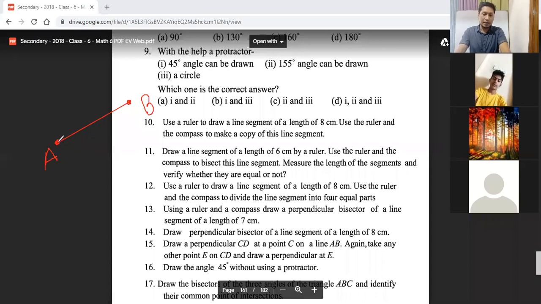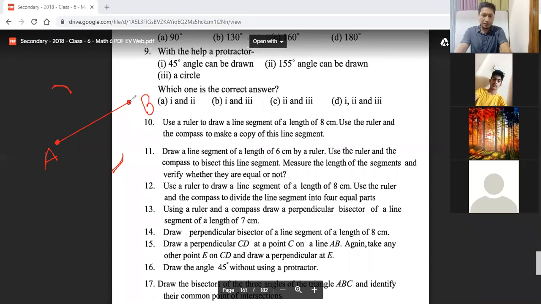Centering at A, taking radius equal to AB or more than half of AB, you will draw 2 arcs on both sides of AB. This is called a sewing arc. Then centering at B and taking the same radius, we have to draw another 2 arcs.